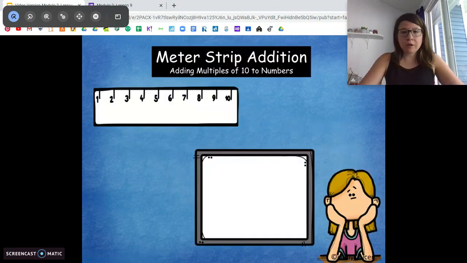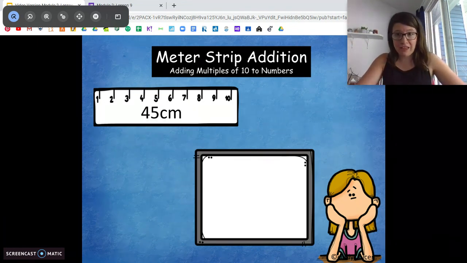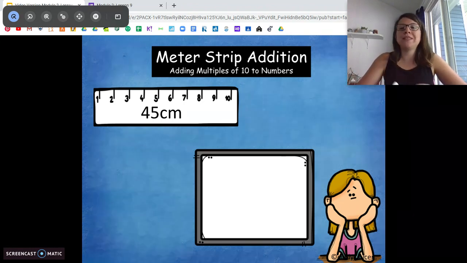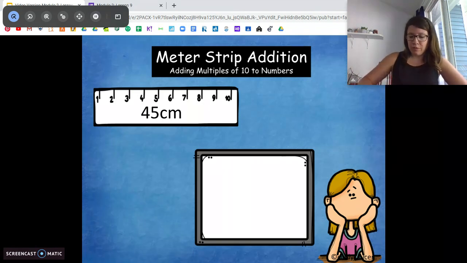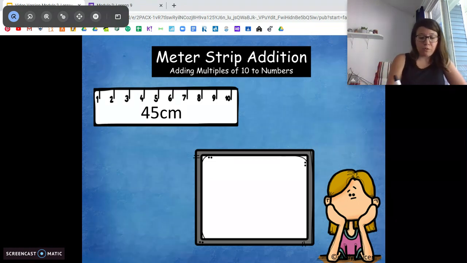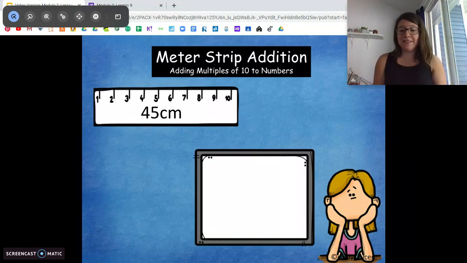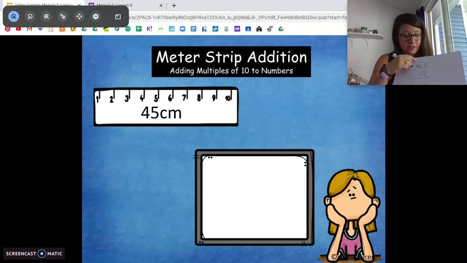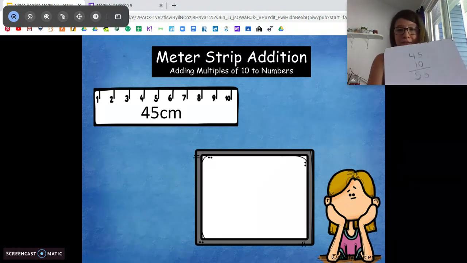So what we're going to start with today is I'm going to give you a number, a length. What I want to know is what is 10 more centimeters than that length. So one way to do that is to think about your groups of 10. So if I have the number 45 and I want to add 10 to that, I know that my ones place stays the same, and I'm just adding another 10 stick. I'm just adding another 10. So I'm just going to add another 10 to 40, and I get 55.